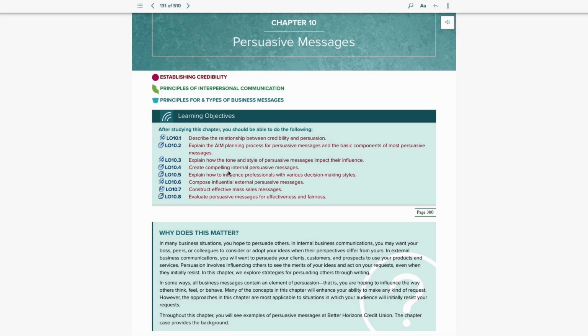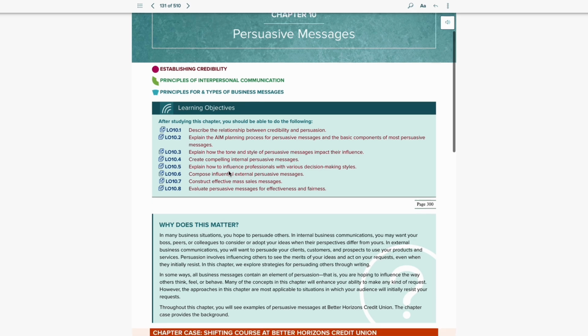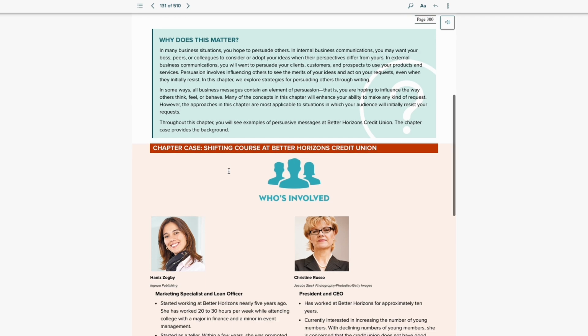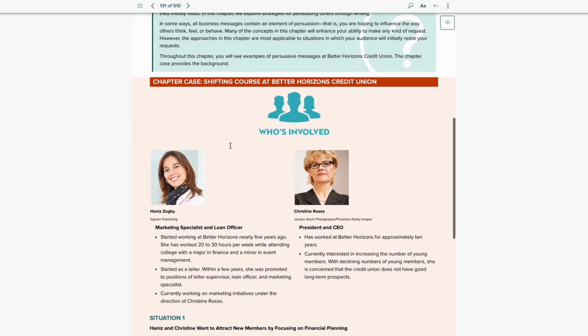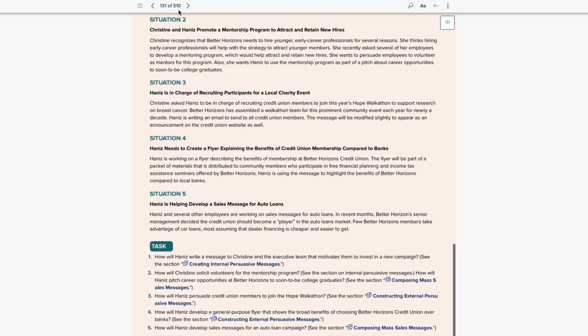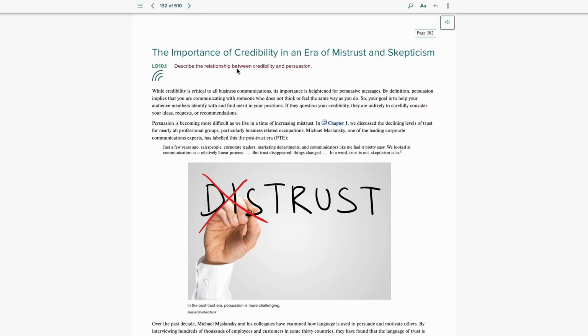Okay, so once you've read through that, the next thing you're going to do is go through the chapter and skim through it really, really quickly. And what you're going to focus on is all of the headings. So in this case, after the learning objectives, we have a case study. We're going to skip over the case study for now. We're going to move to the next page. And then we start with our headings.